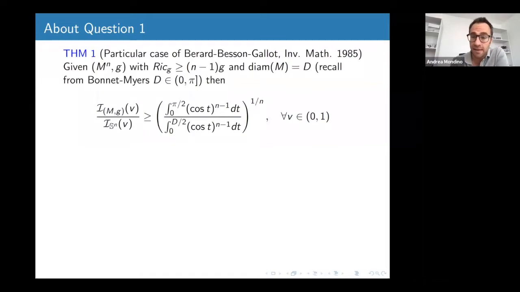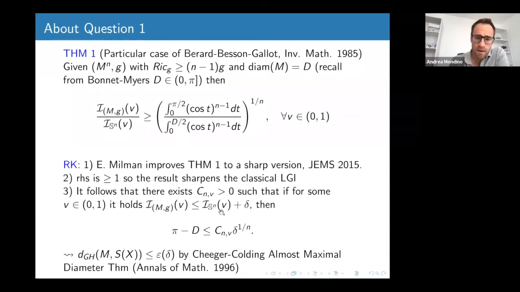But it is telling more. It is telling that if for some V the ratio on the left-hand side is close to one, then the diameter must be close to pi in a quantitative sense. You really get an estimate on the diameter. By an easy computation with functions of one variable, you can check that given a fixed dimension and volume V, if the isoperimetric profile function of the manifold is close to that of the sphere with an error delta, then the diameter of the manifold must be close to pi with an error delta to the power 1 over n. One can check that this delta to the power 1 over n is sharp.